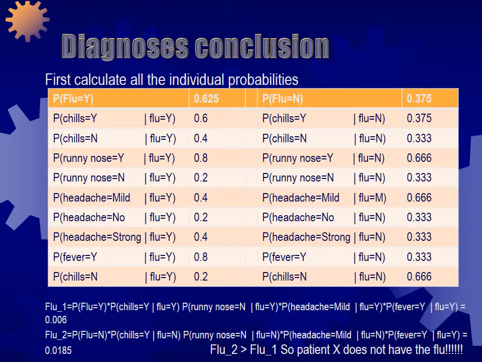Now, the first step you have to do is calculate the individual probabilities for each of the predictors. For example, if you have the chills and you have the flu, or you don't have the chills and you have the flu, and so forth and so forth. This is part of the independent nature of naive Bayes. Then once you have the individual probability for each one of the predictors, all you have to do is multiply together each one of the features that are relevant to your problem, and it looks like flu2 has a 0.0185% of being most likely, so it looks like patient X does not have the flu.